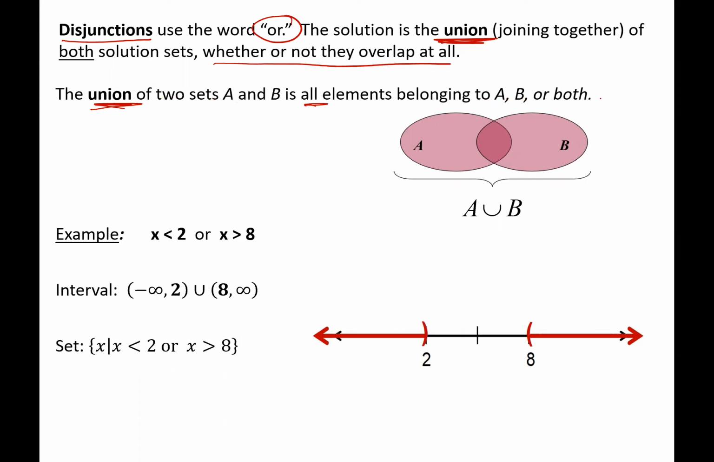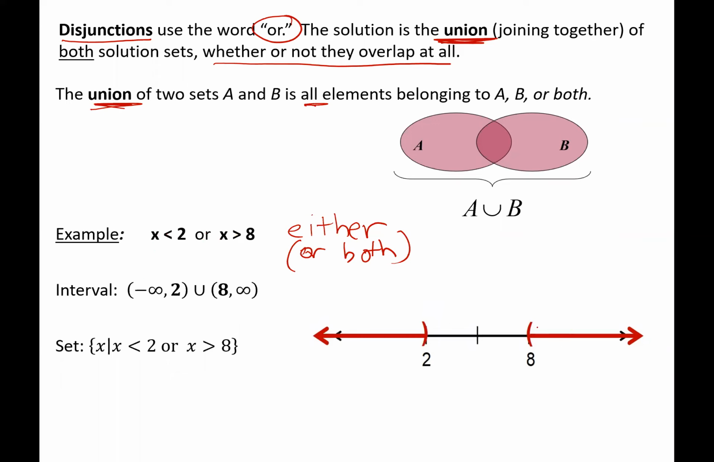Okay, so here's an example with inequalities. X is less than 2 or X is greater than 8. So we want numbers that are in either one of those sets, or possibly both if it's possible. In this case, it wouldn't be possible for numbers to be in both of those groups. You can't be less than 2 and greater than 8 at the same time. That's not possible. So there's no overlap. So if the word and was in between, there would be no answer for this. There'd be no solution.